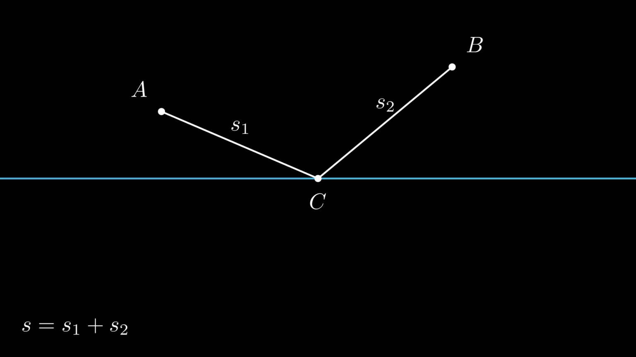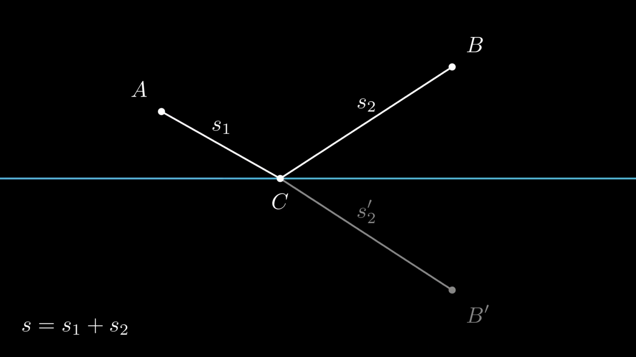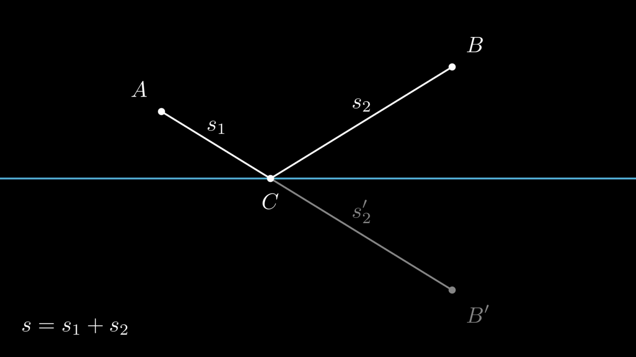One clever way to solve the problem is to realize that we can reflect point B across the river to point B prime. The distance S2 is then the same as the distance S2 prime shown here. The shortest path from A to B prime is just a straight path, and its intersection with the river is exactly the point C that minimizes S1 plus S2 prime, or equivalently S1 plus S2, which is S.